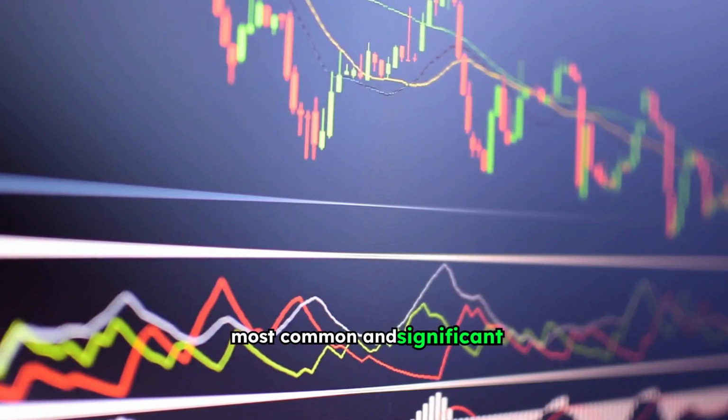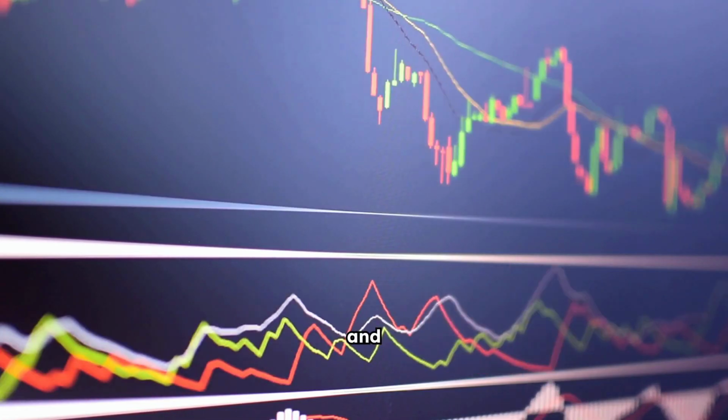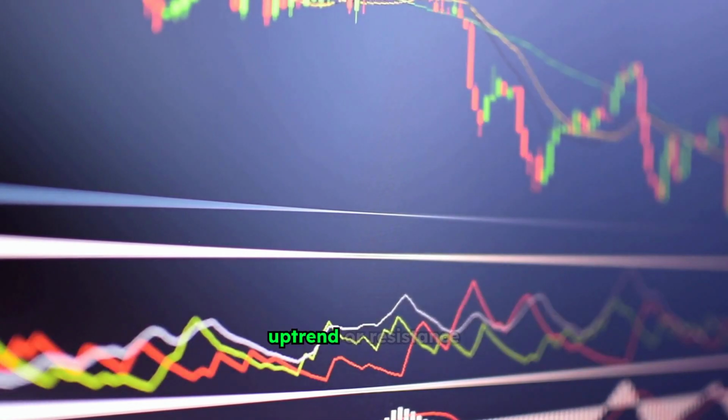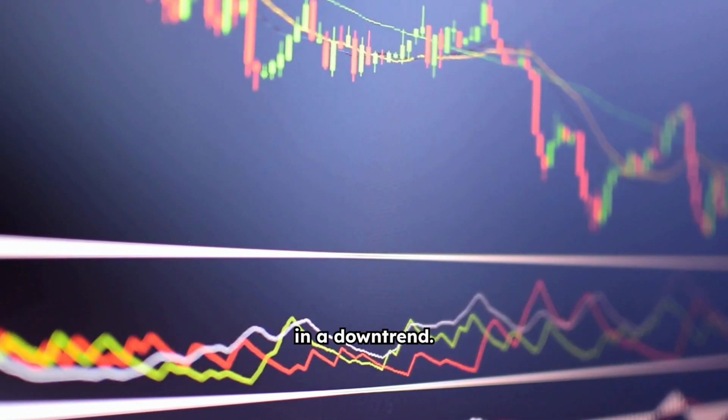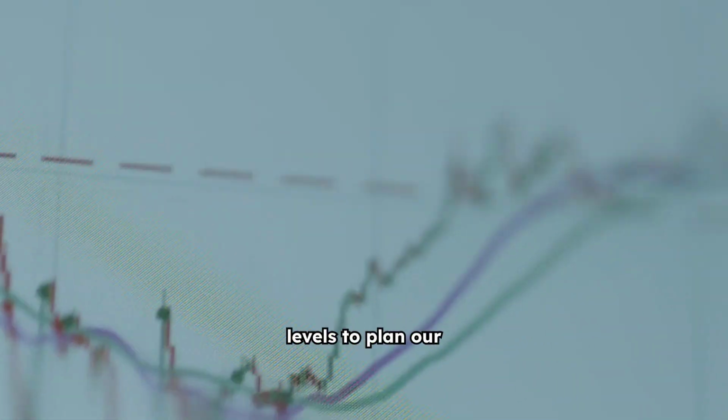The most common and significant retracement levels are 0.382, 0.5, and 0.618. These levels often act as strong support in an uptrend or resistance in a downtrend. We look for price reactions around these specific Fibonacci levels to plan our entries.